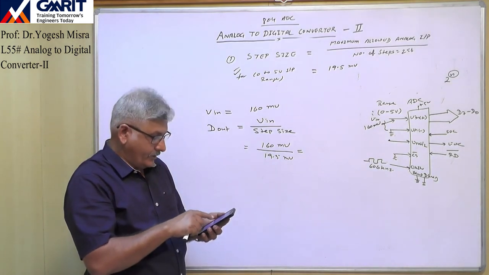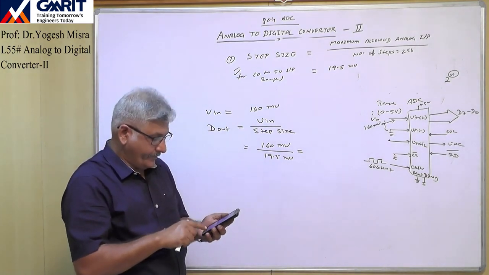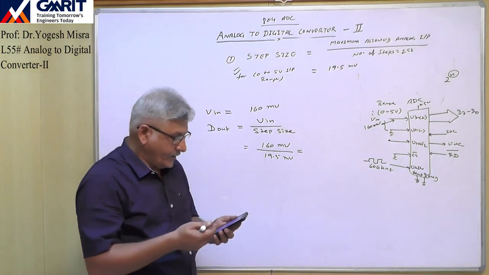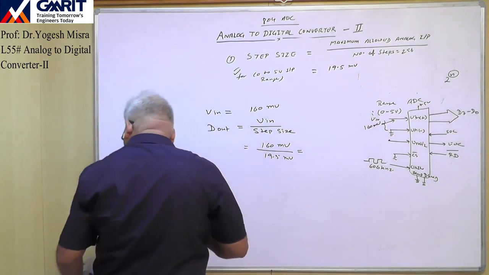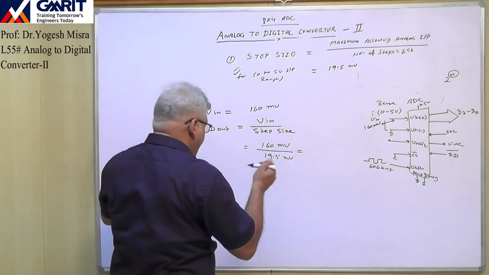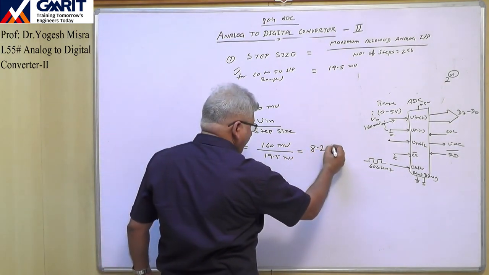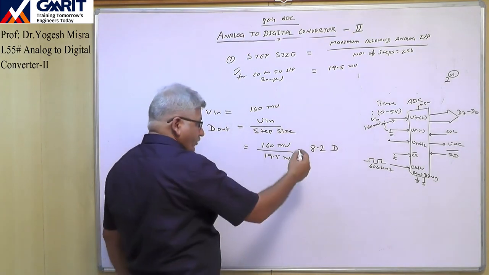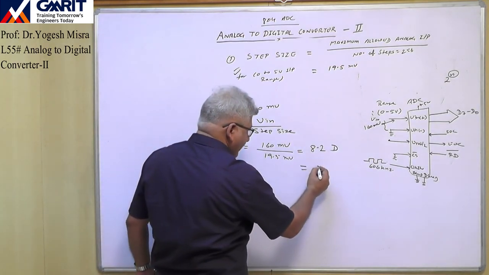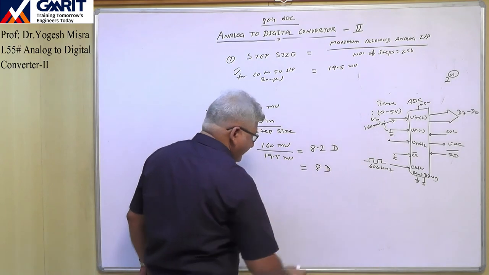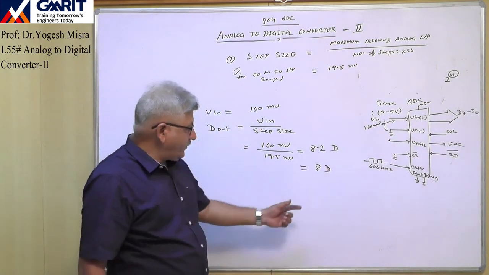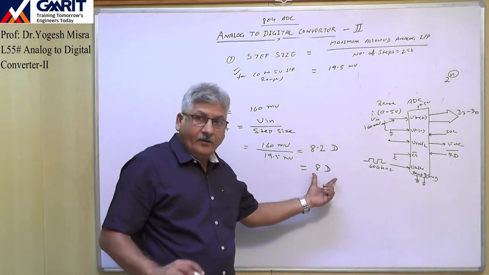160 divided by 19.5, it is 8.2. So it is 8.2 in decimal. So change it in the round figure. So it is 8 in decimal. Now convert this in 8-bit binary value.